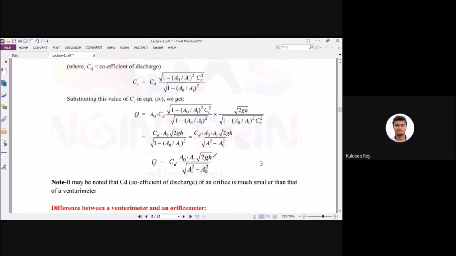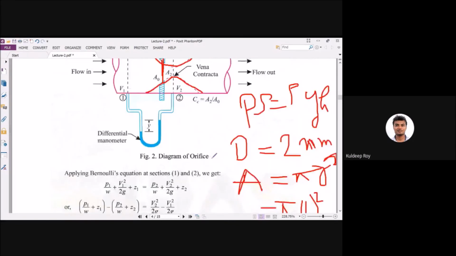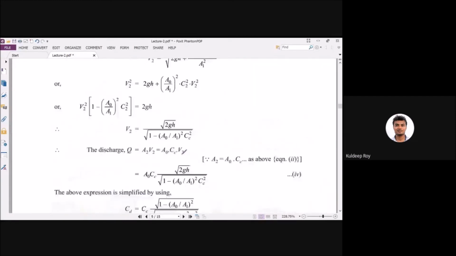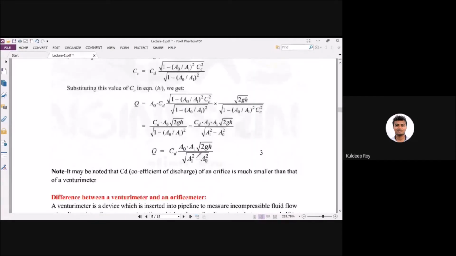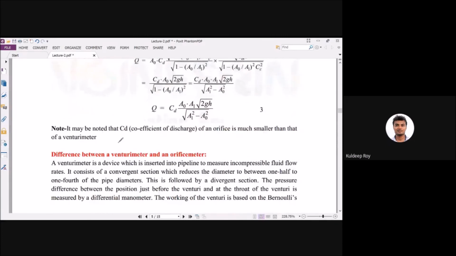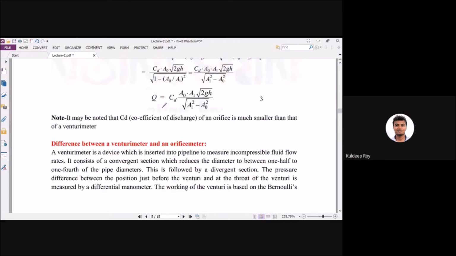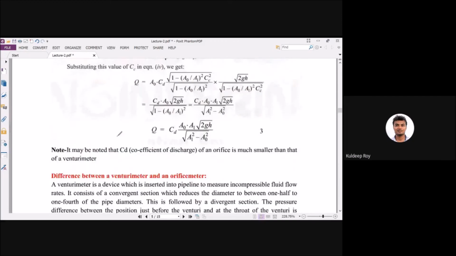H will be your height. How much is the change in height? The change in height will be from this. Y and H are both the same, don't worry. Then this will be A1 square and this will be A naught square. Now we determine the discharge coefficient, and we determine how much is the discharge of the flow when the liquid passes through a particular channel when you apply any kind of venturi or orifice.